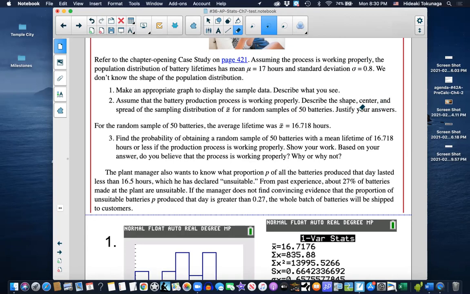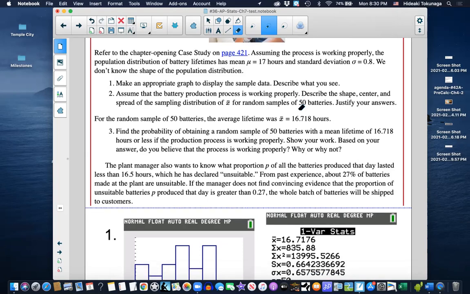Justify your answer. Okay, so before I justify my answer, we have to check the conditions. Is 50 batteries less than 10% of the entire batteries? Of course, right? It's only 50. So this is okay. How about the count? 50 is at least 30, so n is at least 30, so 50 is okay.